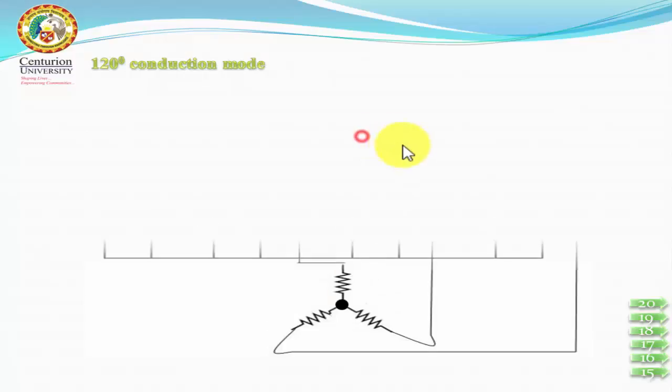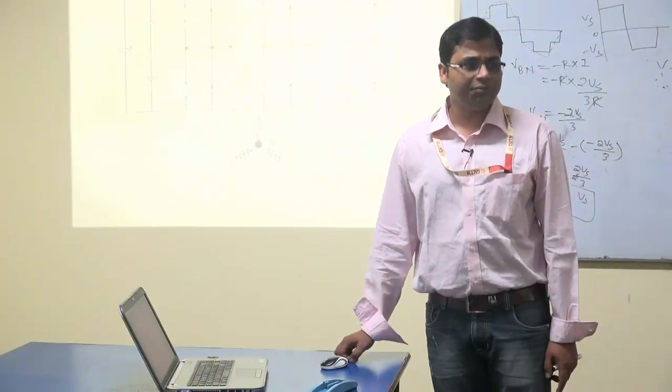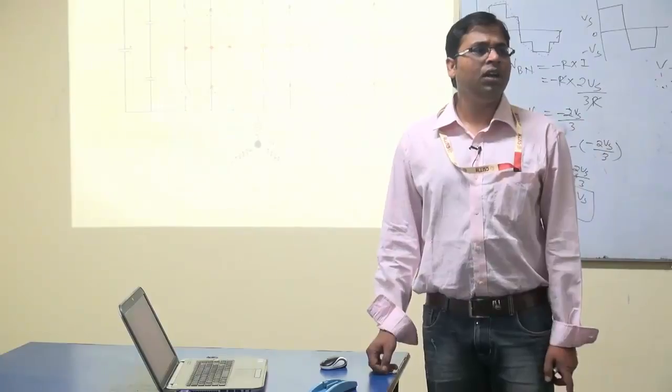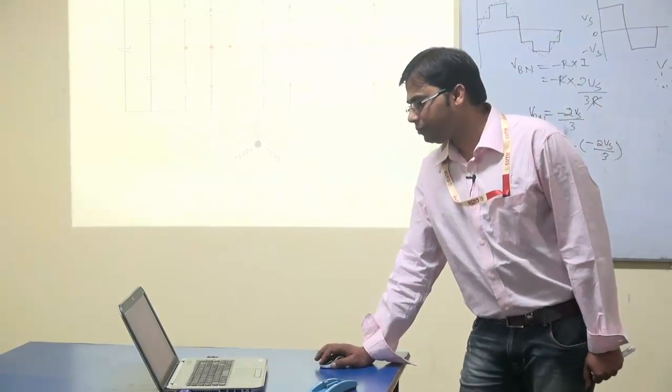120 conduction mode. That is 180 conduction mode. Next we will see 120. The circuit diagram will certainly remain the same. There is no change at all in the circuit diagram. Only the conduction will change. There, 3 switches are conducting at a time. Here only 2 switches will be conducting at a time.